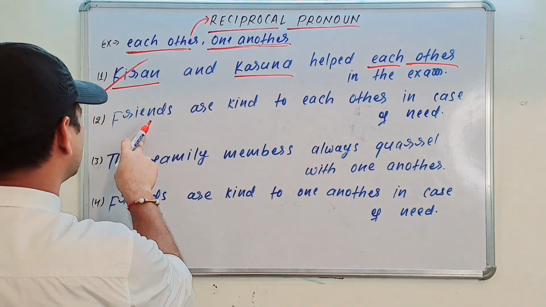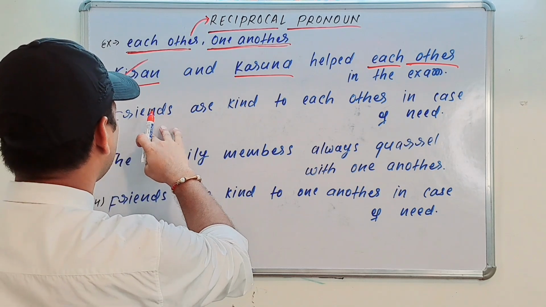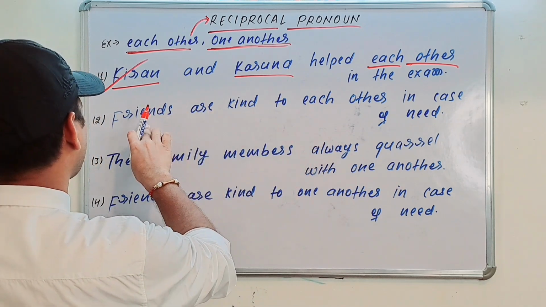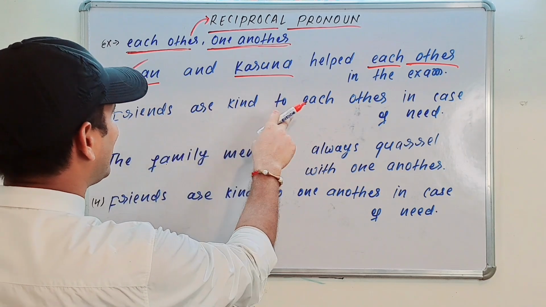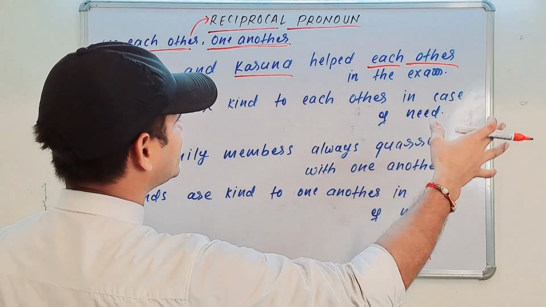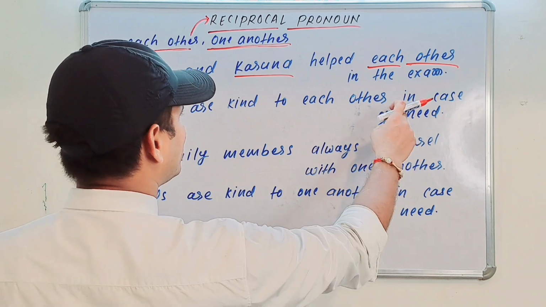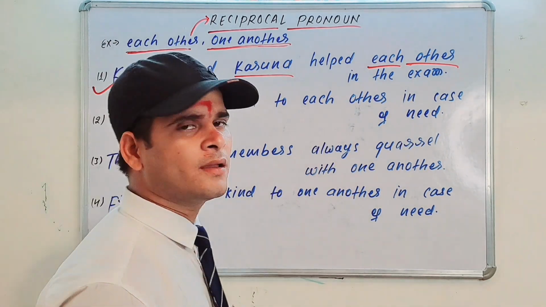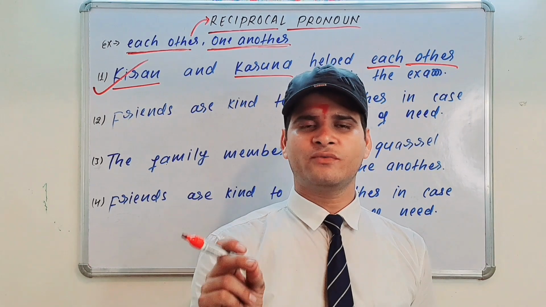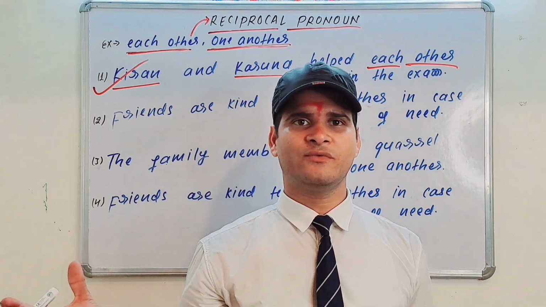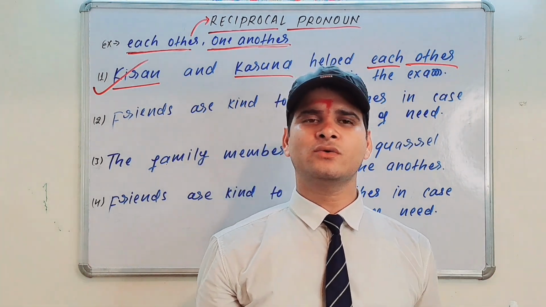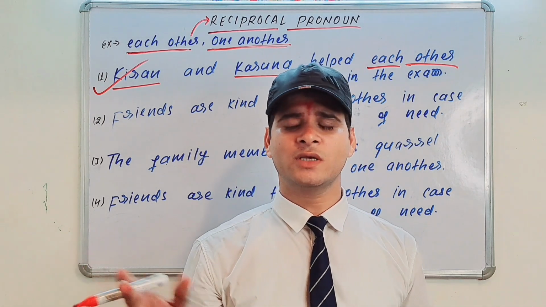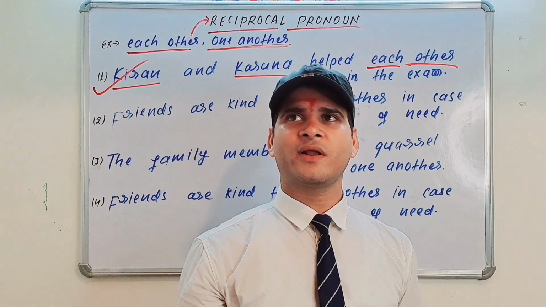Now move to the second example. Here, focus. There is one more thing to know here in the second example. Friends are kind to each other in case of need. Here, each other is used, but friends, you know, there might be two friends and more than two friends. So we can use both, sometimes each other, sometimes one another.